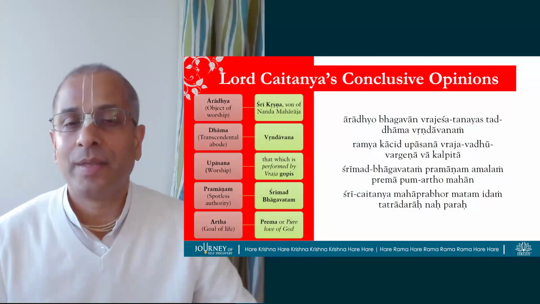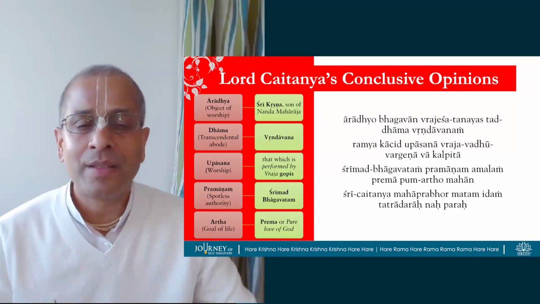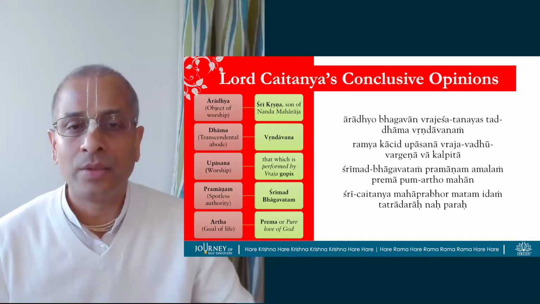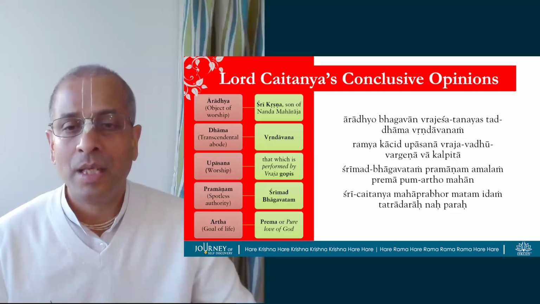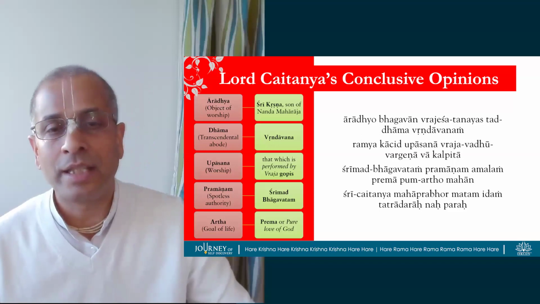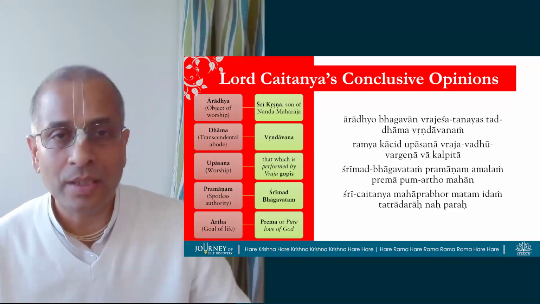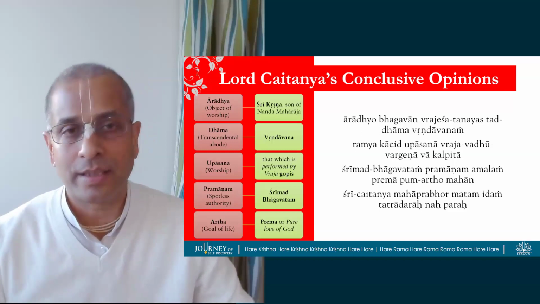this Srimad Bhagavatam is glorified in 1.1.2, and Chaitanya Mahaprabhu has also glorified this Srimad Bhagavatam. There are 5 conclusive truths given in this very famous verse, which comes in Chaitanya Matta Manjusha. Aradhyo Bhagavan Vrajesh Tanayas Tadham Vrindavanam Ramya Kachid Upasana Vrajavadhu Vargena Va Kalpita Srimad Bhagavatam Pramanam Amalam Prema Pumartho Mahan Shri Chaitanya Mahaprabhor Matamidam Tatra Darahna Para. So there are 5 conclusive truths which, as per Lord Chaitanya's opinion, are given. Lord Chaitanya's 5 conclusive opinions.